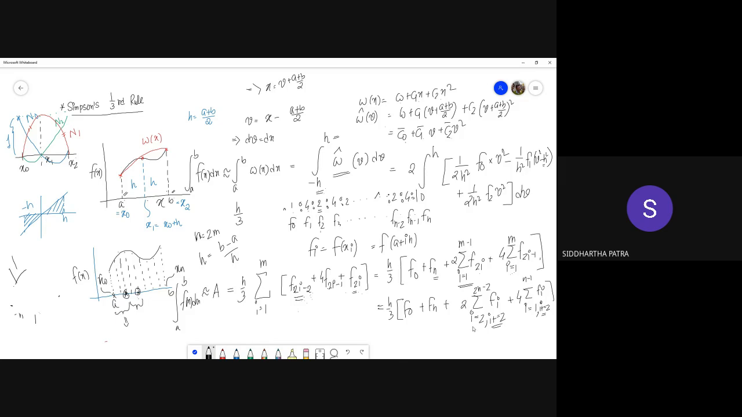So this could be your final expression. You can use either of these, but I would suggest the first expression using either of these methods, since you are otherwise just repeating the two extreme values every time, whereas you can club them in this expression. So this is the final expression of Simpson's one-third rule. Let me know if you have any question regarding this.